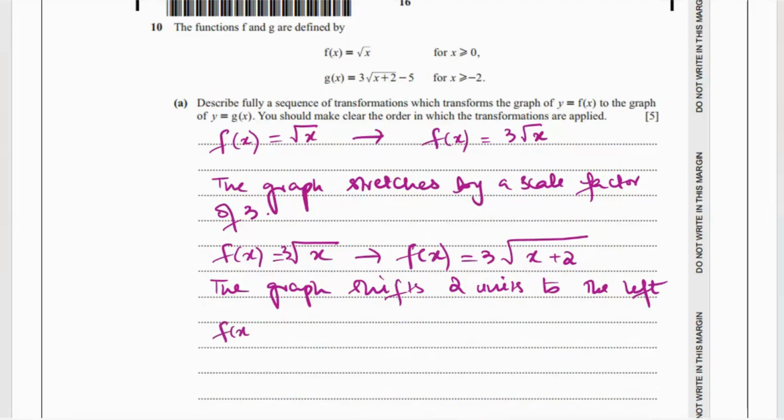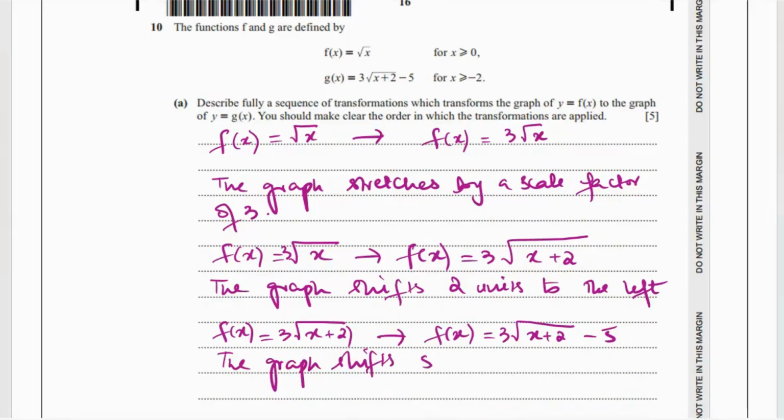And then lastly, we are subtracting 5, which means we're shifting the graph 5 units down. So that is the correct order for your transformation from f of x to g of x.